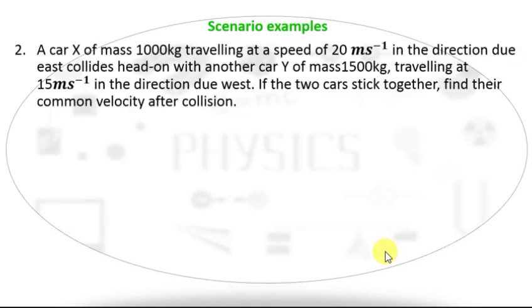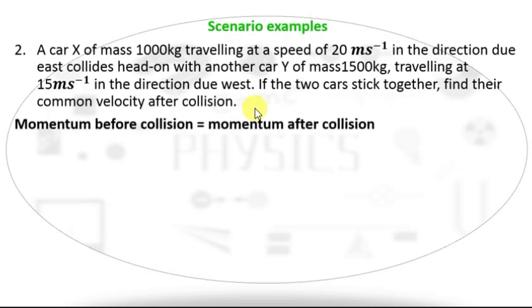This one, you can pause the video and attempt it on your own. Then you will come back and check the working that I showed here. So from this question, a car X of mass 1,000 kilograms traveling at a speed of 20 meters per second in the direction due east collides head-on with another car Y of mass 1,500 traveling 15 meters per second in the direction due west. If the two cars stick together, we find their common velocity after collision.